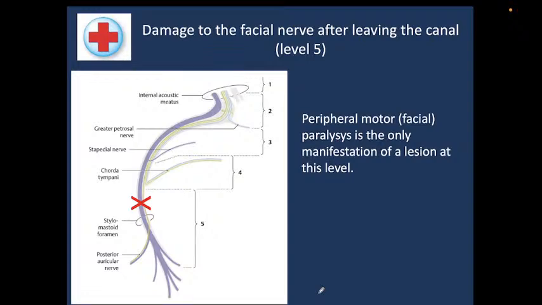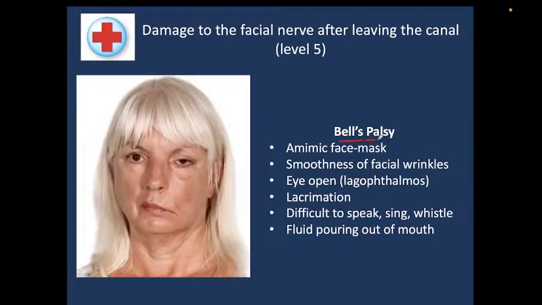A couple of clinical information. This is the level of damage to the facial nerve. The damaged facial nerve external, at the level of the parotid plexus after the nerve leaves the facial canal. It follows to the peripheral motor paralysis of facial muscles that is sometimes called Bell's palsy.